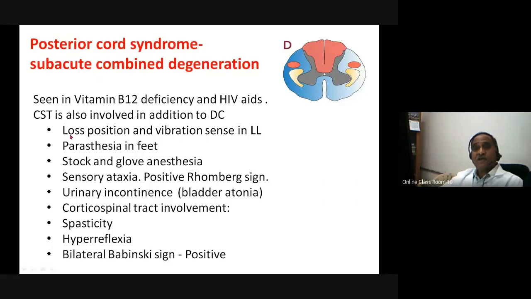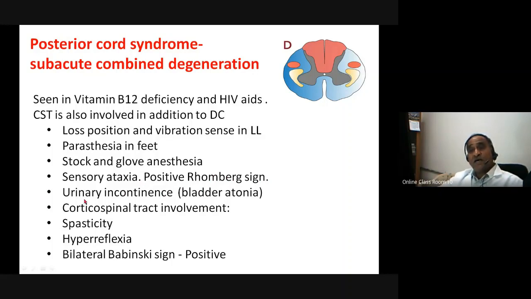Now, you have all those features mentioned earlier: loss of position and vibration sense in the lower limbs, paresthesia in the limbs or the feet, and the stocking and glove anesthesia, a very peculiar neuropathy, as if the area of the hand and the feet where we use gloves and stockings. So stocking and glove type of anesthesia is carried. Then sensory ataxia, I already mentioned the Romberg sign. So sensory ataxia and a positive Romberg sign.